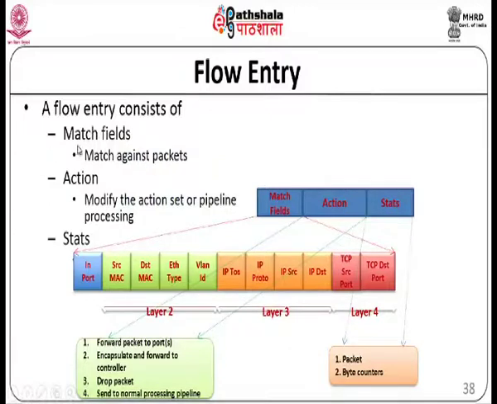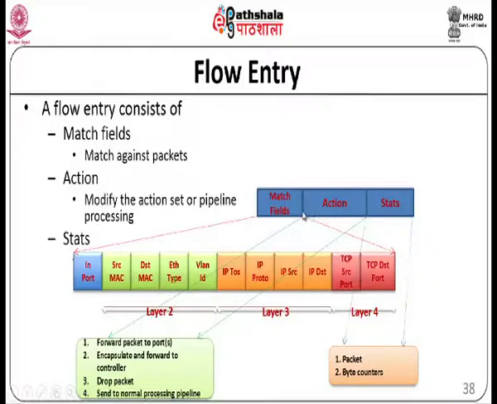So, the flow entry, as I said, consists of a match field, an action field and some statistics. These are the three things. You can see an example of the match fields. The match field, we said, can be any field in your header. Starting from the in port, the physical port on which it is coming in, to the source MAC address, destination MAC address, Ethernet type, VLAN ID, IP type of service, all IP layer 3 header, the layer 2 header, layer 3 header, IP protocol, IP source, IP destination, layer 4 header, TCP source port, TCP destination port, any of these can be part of your match fields.